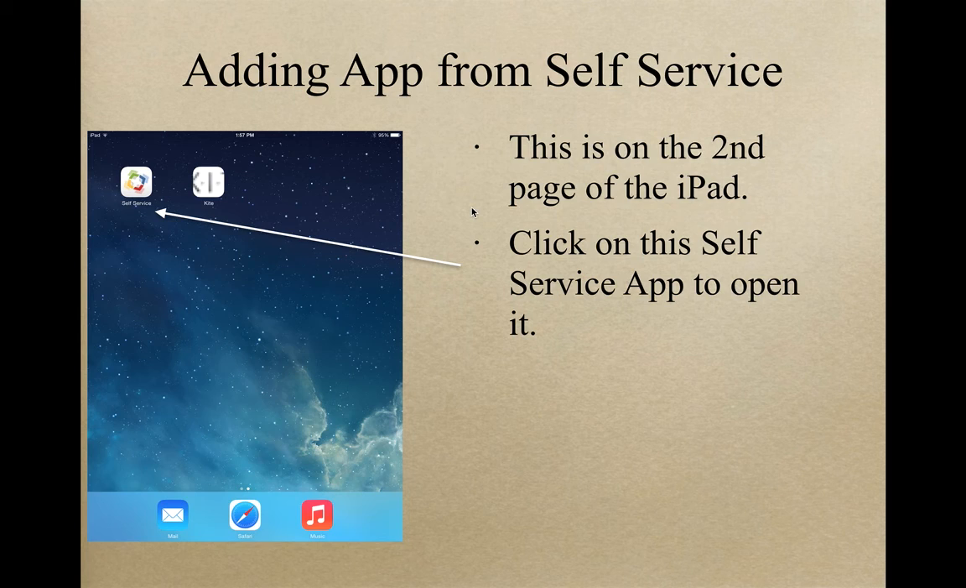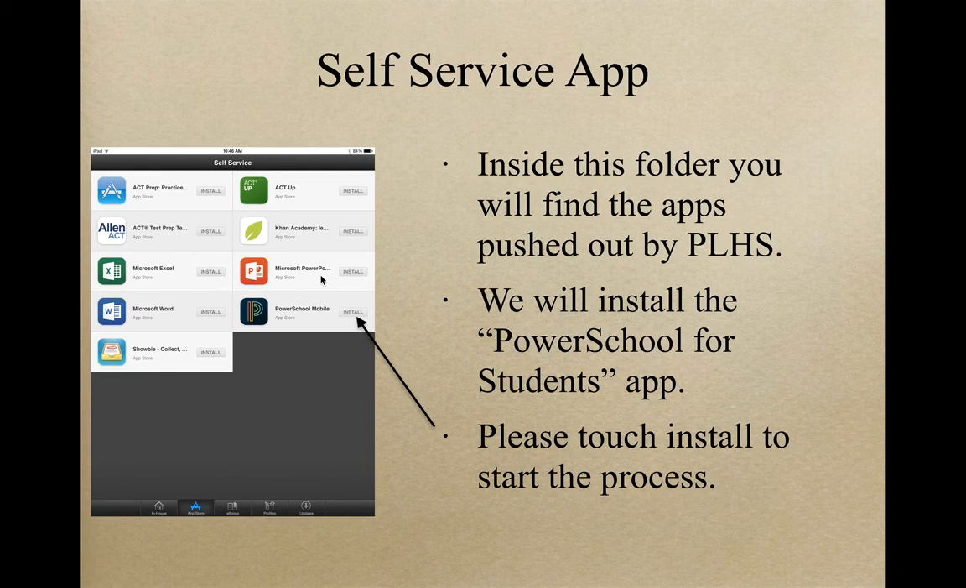Okay, back to self-service. This again is on the second page. We're going to click self-service. We're going to install an app from here, so we're going to open this up. Inside of this self-service, we want you to install the PowerSchool mobile application. So once you see the screen, we're going to go to Install.